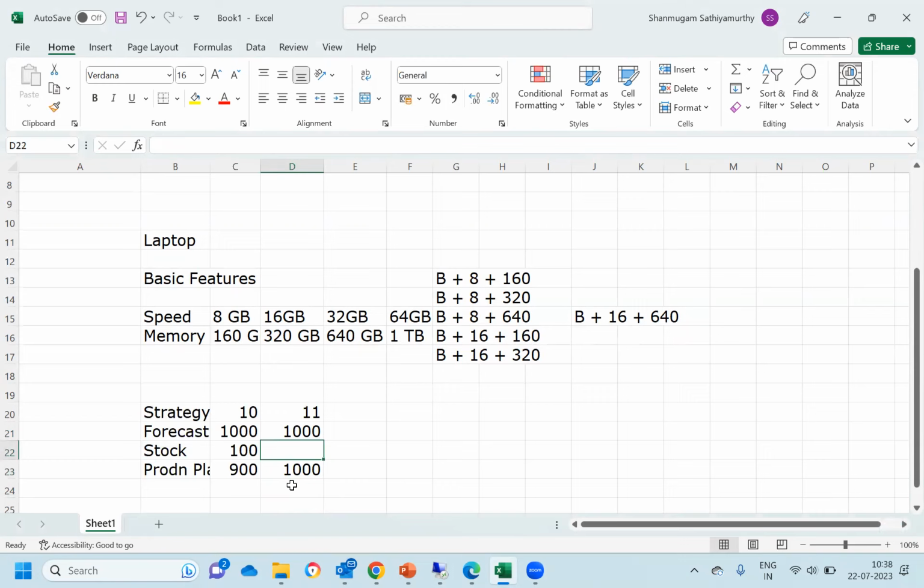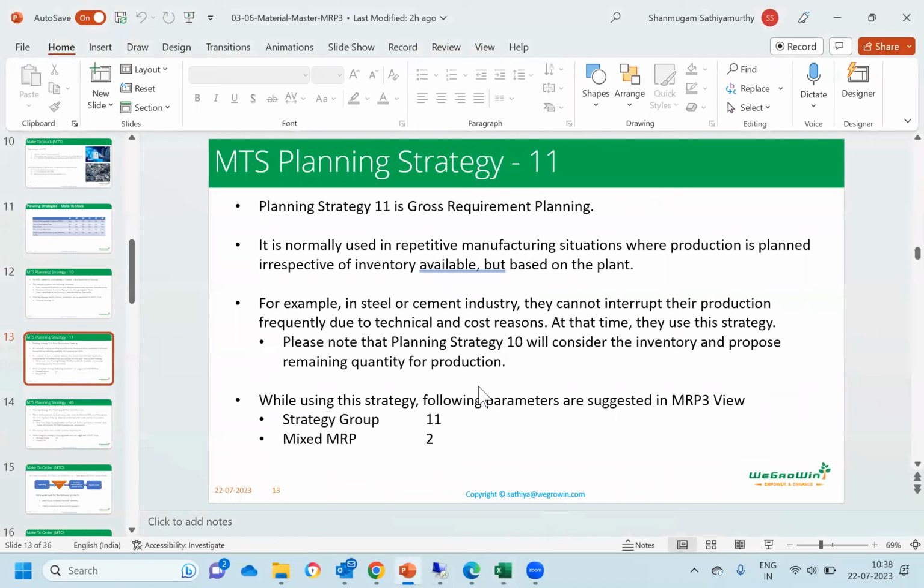So where the stock is not so important, just as I told you in the example of cement production. One day they produce 500 tons, 600 tons, and they keep a stock of 5 tons, 6 tons. They will not consider the stock, just produce whatever we need. That is what they will plan with this 11 strategy. Okay, this is strategy 11.